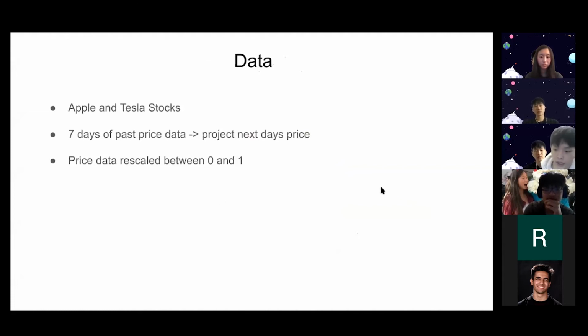For our data, we're using Apple and Tesla stocks for this LSTM. We also pass in 7 days of past price data, so the model only gets the previous 7 days of prices. And we also normalize the prices between 0 and 1.